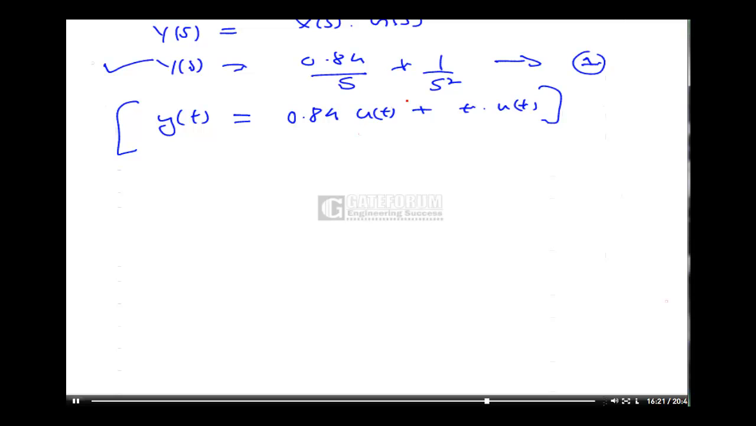So I have to find the value of y(t) at t equal to 1 second. So y(t) at t equal to 1 is equal to 0.84 plus 1, which is equal to 1.84. Simple. So this is the answer for the second problem. Yes, this is related to the first problem, because the value of a that I found in the first problem is used in solving the second problem. So this was a linked problem which appeared in GATE 2006.